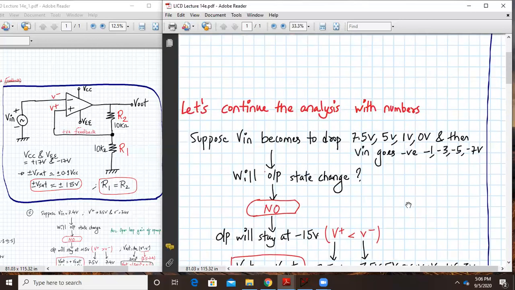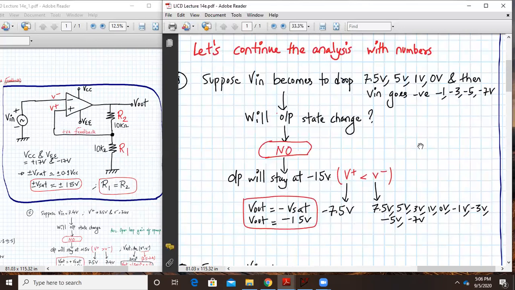Okay, so let's continue the analysis with numbers. Now let's consider that V in is dropping from 7.5. Remember last it was 7.6, now it is dropping to 7.5. It goes to 5, 1, 0, and then it goes to negative values. Remember it's a sine wave, so it will take negative values also. Minus 1, minus 3, minus 5, minus 7. Till minus 7, right? Now V in is actually V minus, so V minus is going up to minus 7. Will the output state change? No. Why? The output state will remain at minus 15 because still V plus is less than V minus. So minus 7.5 is less than minus 7. That is true, so my output state will remain the same.